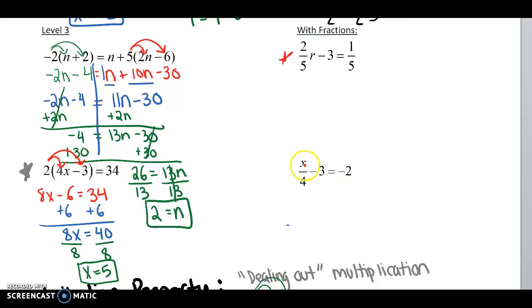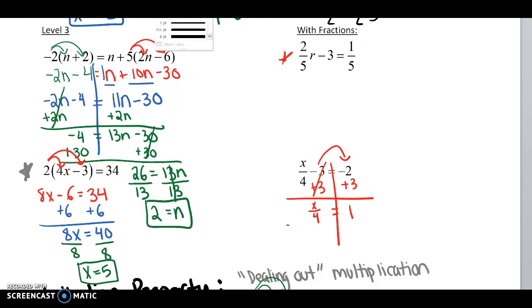Rules still apply where you have to get variables on one side and numbers on the other. So since my variable's on the left, I am going to get my numbers on the right. So I'm going to move this negative 3 over. To undo a minus 3, I can add 3 to both sides. Okay, so minus 3 and plus 3 cancel out. I have 0 3's. So all that's left on the left is x divided by 4. I have negative 2 plus 3, which is like I have $3, and you take away 2, so I just have 1 left. Now this says x divided by 4 equals 1.